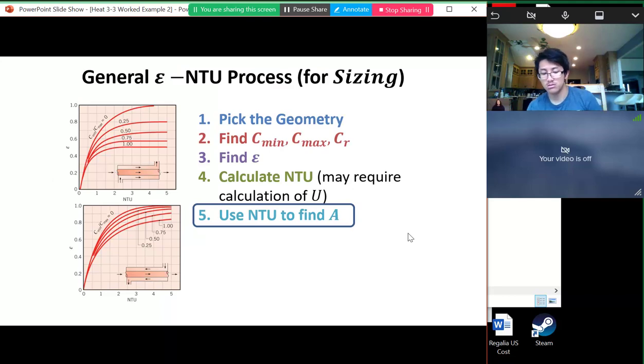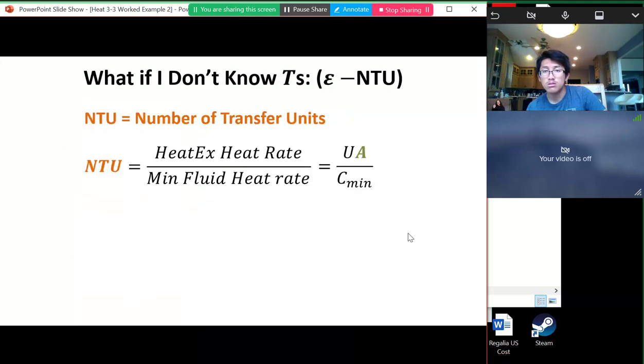So that's great, I know NTU. I feel like I should know NTU because it's called the effectiveness-NTU process. Now I'm going to use NTU to find the area, the size of my heat exchanger, and that's ultimately what the problem is asking for. So I go back to the definition for NTU: the effective heat transfer coefficient multiplied by my area, divided by C min.